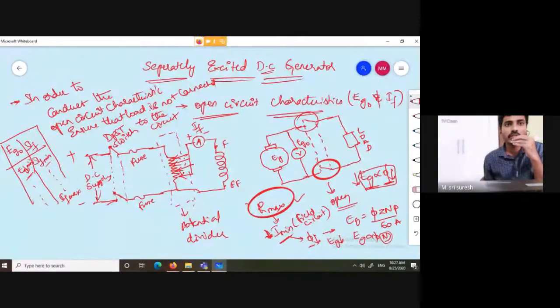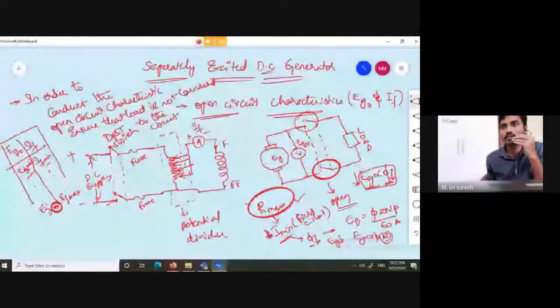If IF is maximum, EG naught is maximum. So that means these are linearly varying. Why? Because there is a directly proportional relationship between EG and flux, so that these two parameters are linearly varying. Okay. So now I can represent according to this. This is the procedure of the open circuit experiment. Now I am drawing this graph.